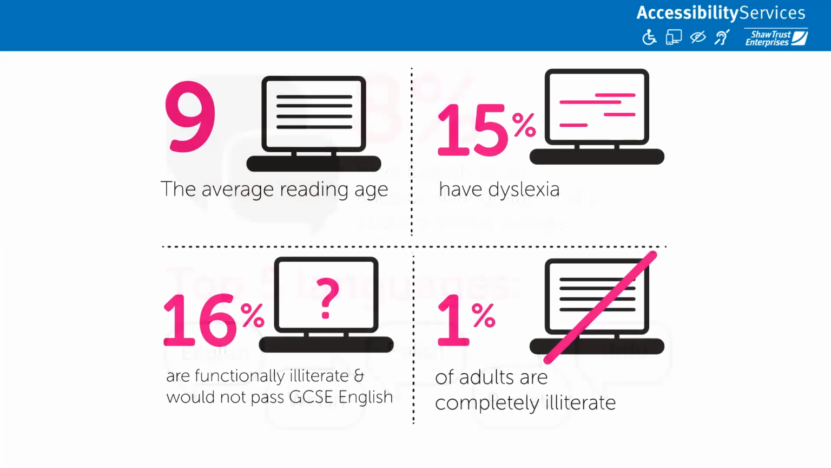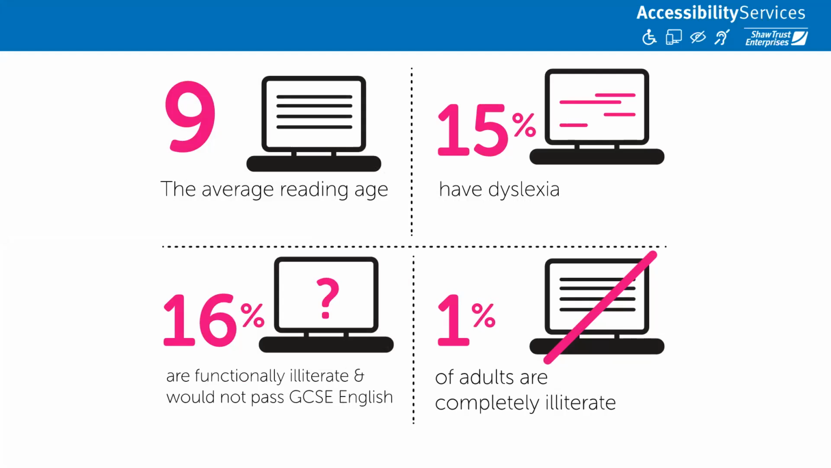9 is the average reading age of adults in the UK. So coincidentally, the same reading age as the Sun newspaper. Read into that what you will. 15% of our adults have dyslexia, so some struggle with reading. 16% are functionally illiterate and would not pass a GCSE in English, and 1% are completely illiterate.